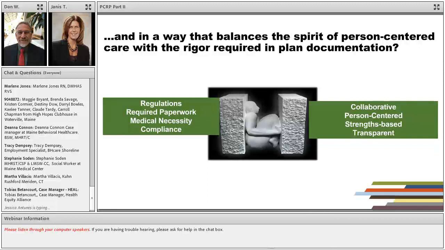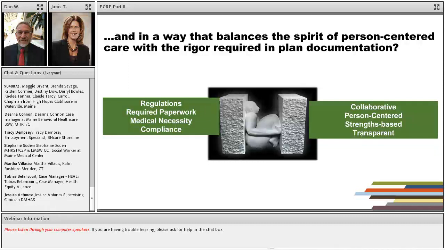People often feel like they get sort of squeezed between this rock and a hard place, where on the one hand, they experience a tremendous amount of pressure around complex regulations and required paperwork and maintaining their golden thread of medical necessity so that they're meeting compliance expectations and so forth.